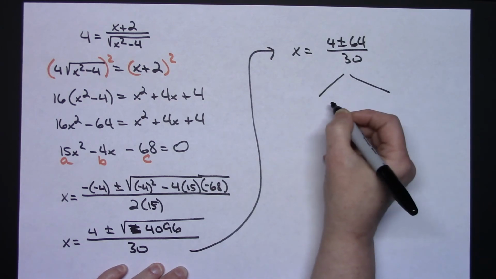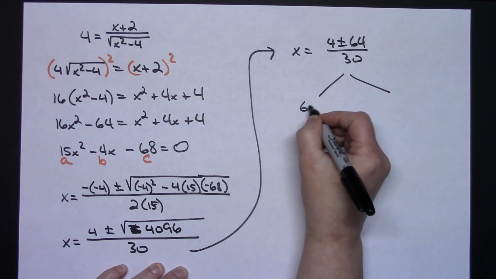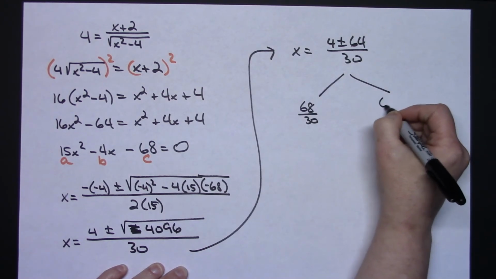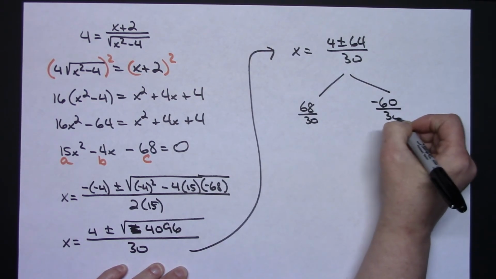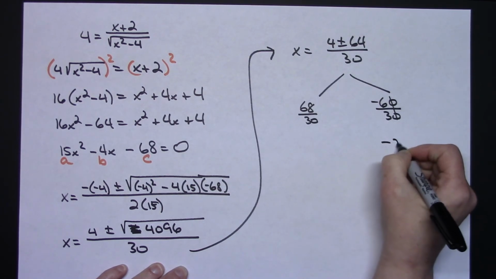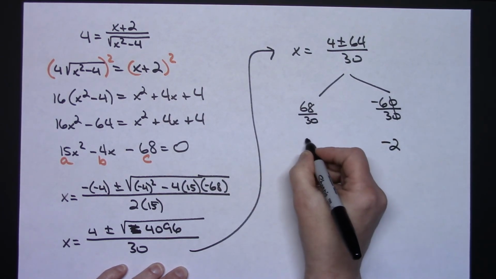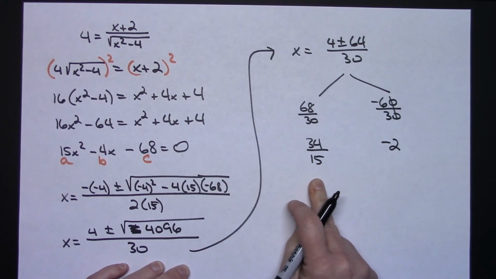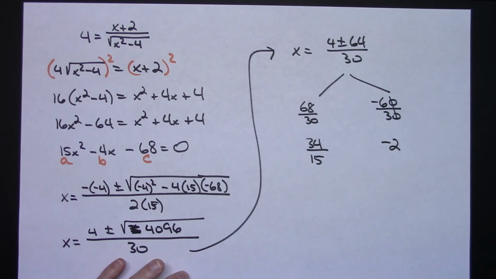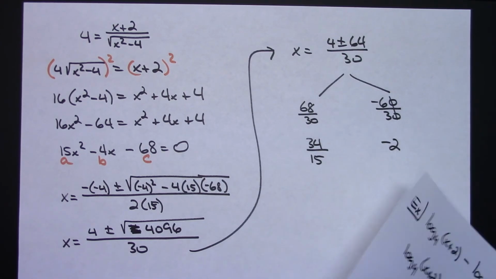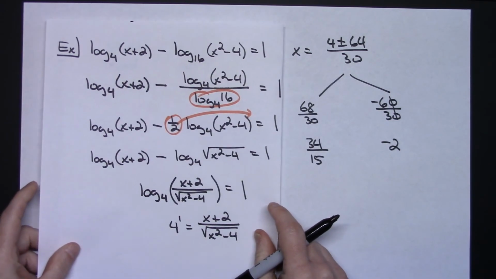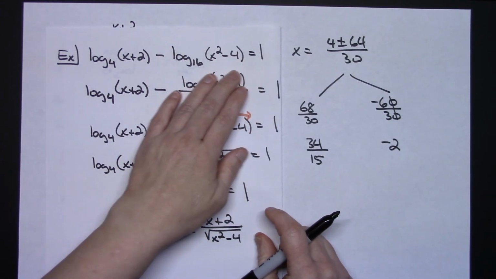That'll separate into two separate answers of 68 over 30, and then negative 60 over 30. Reducing here, this will give me a negative 2. Reducing here, this is going to give me 34 over 15. Alright, now I've got two possible answers here. Now, you've got to remember what that original problem was that we started with. So I'm going to fold the paper and pull that back up just so we can talk about that a little bit here. Okay, so this was my original problem right here.